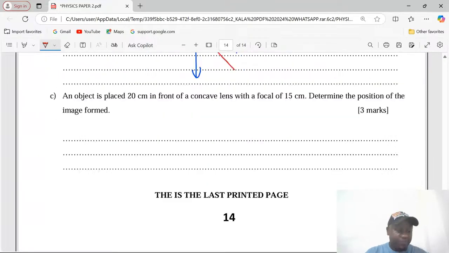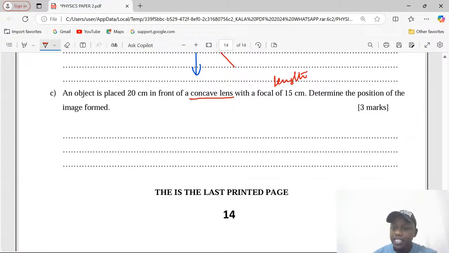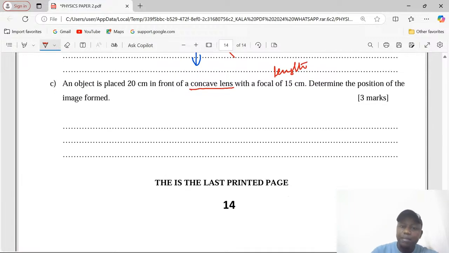The last question. We are winding up now. Part C of this, whereby we are told an object is placed 20 centimeters in front of a concave lens, very important, with a focal length of 15 centimeters. Determine the position of the image formed.